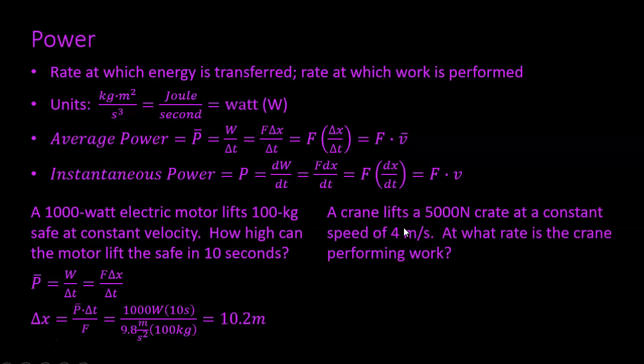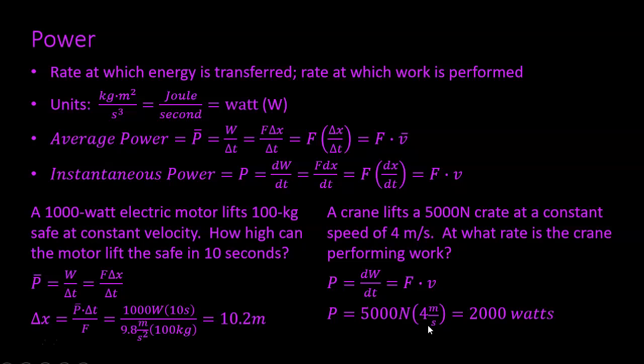A crane lifts a 5,000 Newton crate at a constant speed of 4 meters per second. At what rate is the crane performing the work? In this case, we want to use our instantaneous power, and we're going to use it in the form of force times the instantaneous velocity. We plug in the numbers and we find out that the work is being performed at a rate of 2,000 watts or 2,000 joules per second.